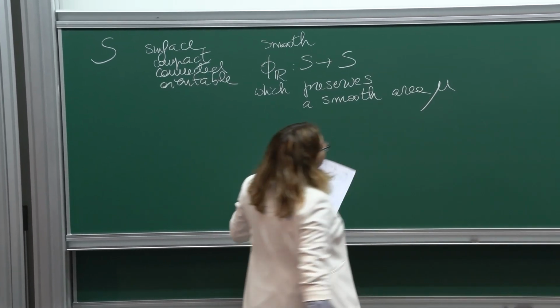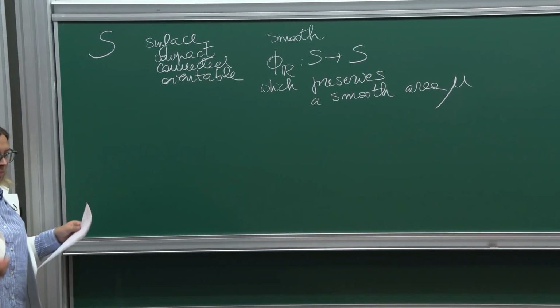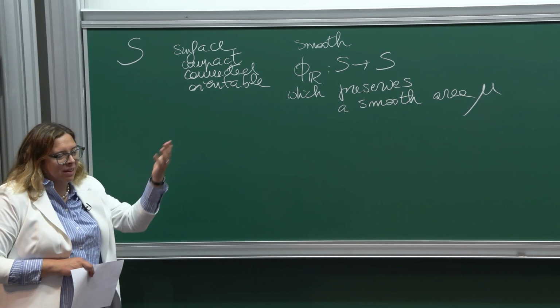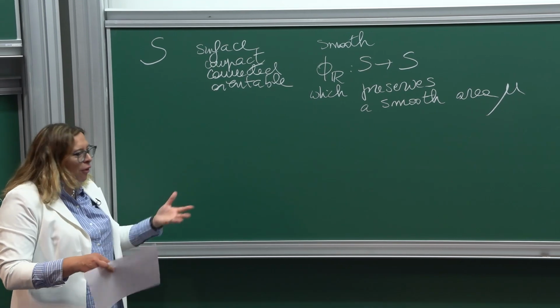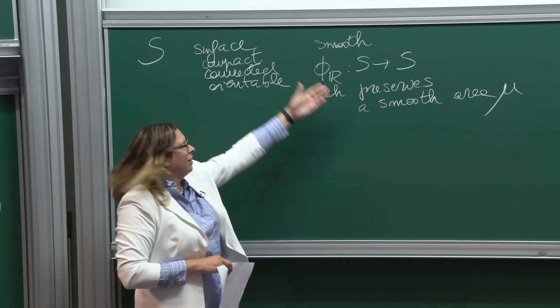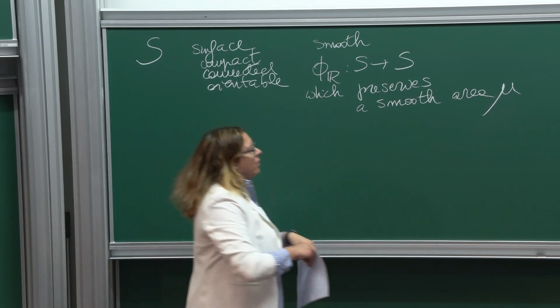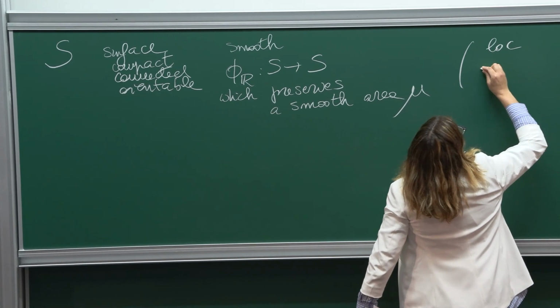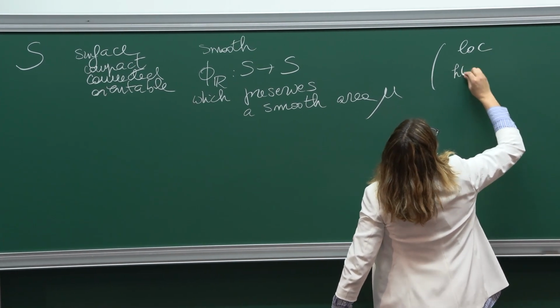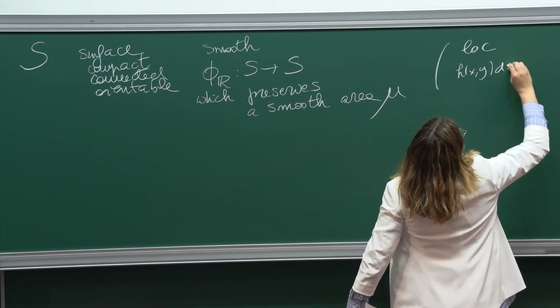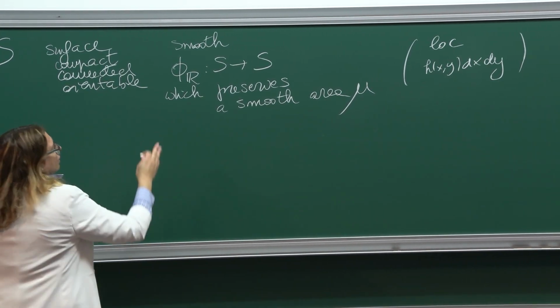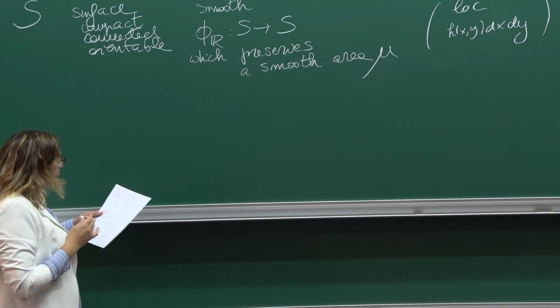I will call it mu. So again, you can think, I don't know, this could also be a symplectic manifold, and then you can have an area form, dx dy, and smooth just means that, for example, locally you can write it as some, let's call it h(x,y) dx dy, where h is smooth. And the flow preserves area.